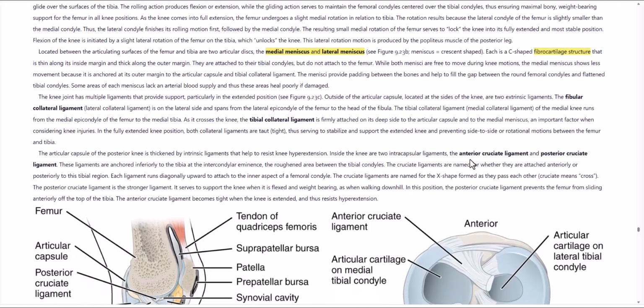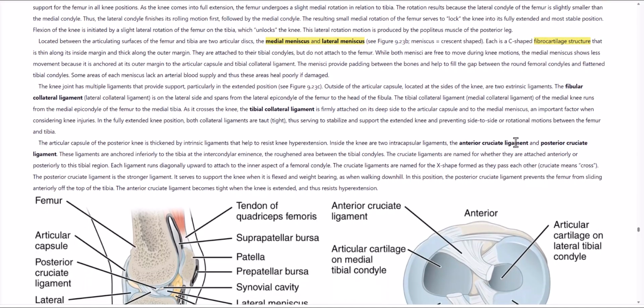And then there are two ligaments deep inside the joint. One is the ACL, the anterior cruciate ligament, and the posterior cruciate ligament, PCL. Notice that in these terms, let me just highlight them.